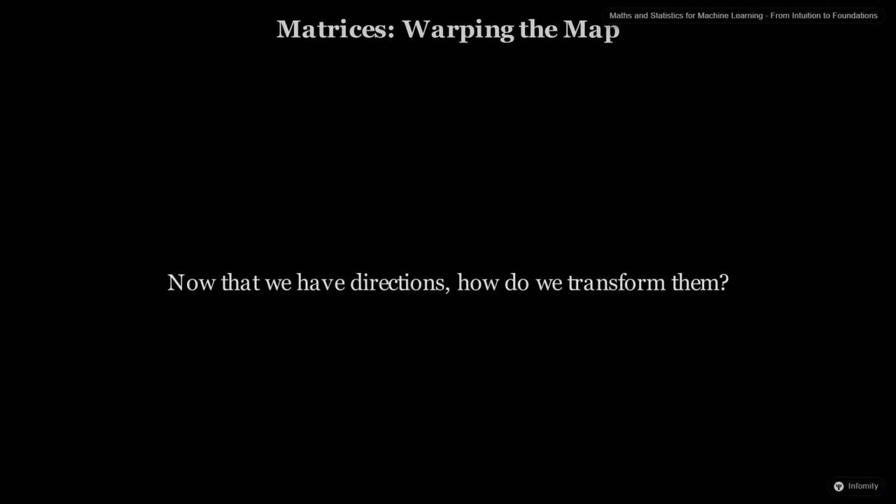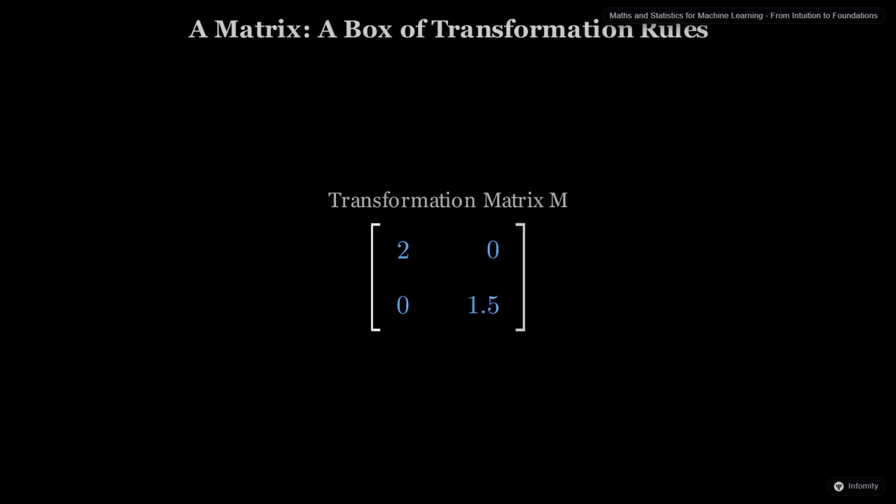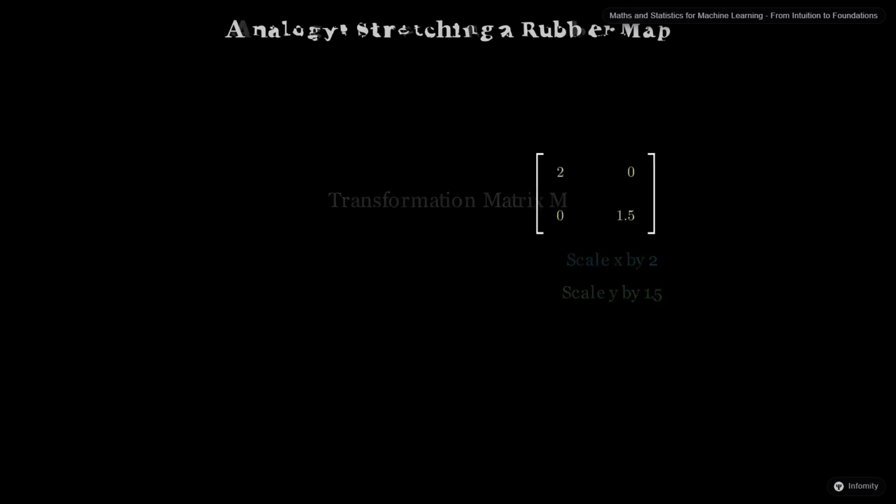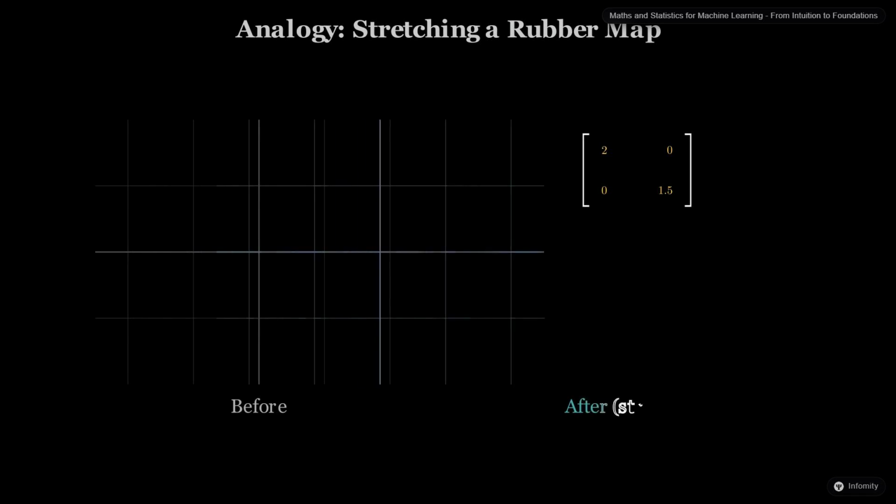Now that we have our directions, how do we change them? This is where matrices come in. Instead of looking at a matrix as a boring box of numbers, imagine it as a way to warp the map itself. Think of our map printed on a stretchy rubber sheet.